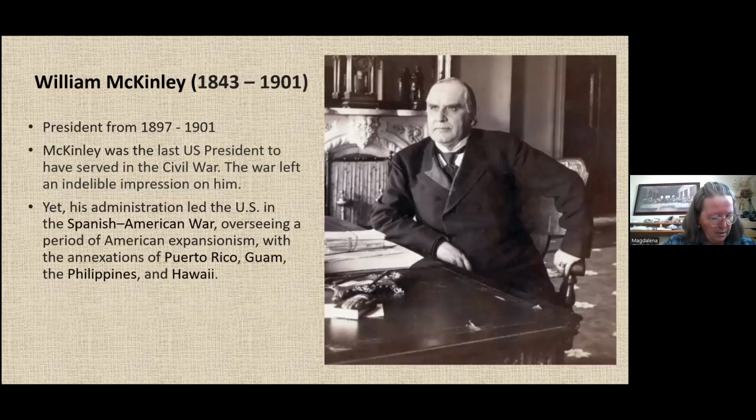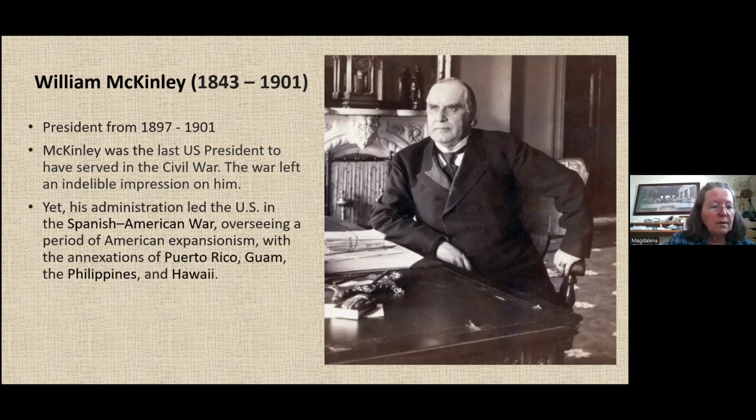So we're getting to the end of the first part of the presentation here. William McKinley was president from 1897 to 1901. He was the last US president to have served in the Civil War. The war left him an indelible impression. Yet his administration led the US in the Spanish-American War, overseeing a period of American expansionism with the annexation of Puerto Rico, Guam, the Philippines, and Hawaii.